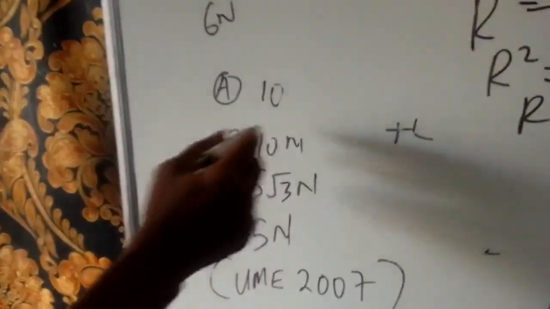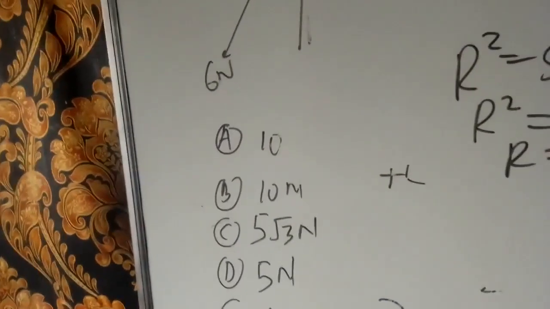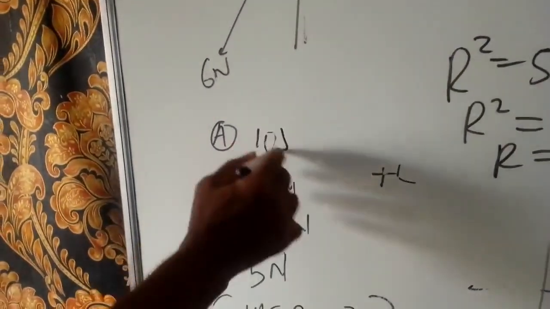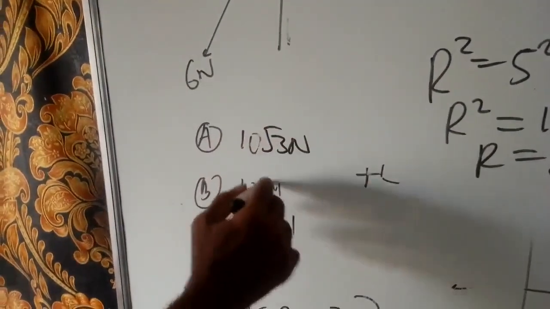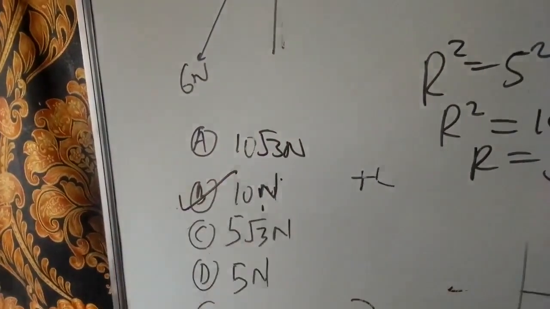So the answer to the equation, that was the first option. Option A is 10 root 3 Newton. So the answer to the question is option B, which is 10 Newton.